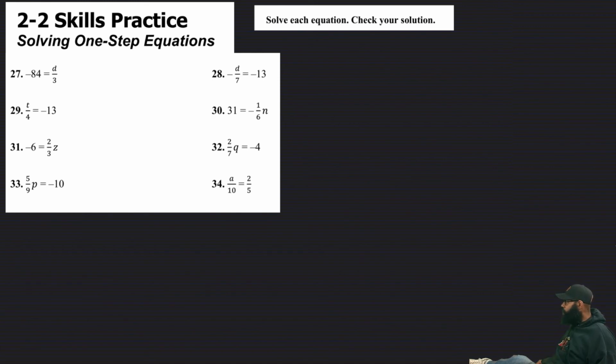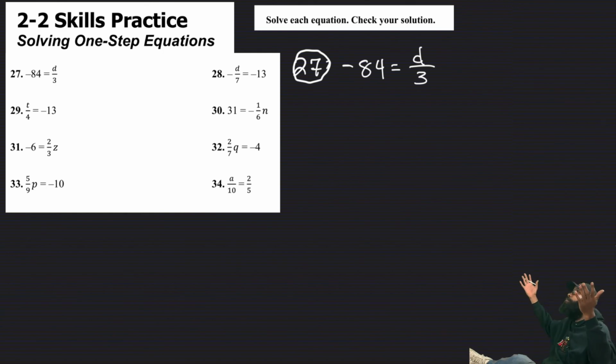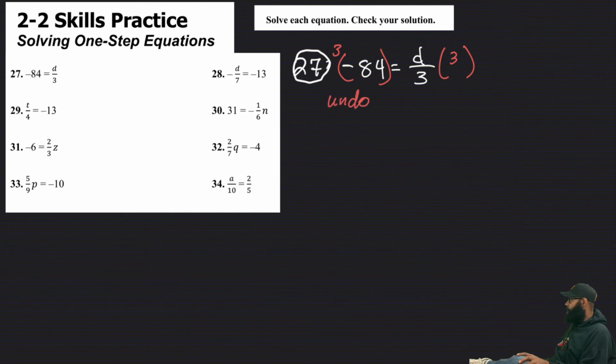But again, guys, I'm gonna go ahead and give you a little bit more here with the last bit of the handout. You know, not 26 questions, try 34, right? So negative 84 is equal to D divided by 3. What's the opposite of dividing? Multiplying. So I'm gonna multiply both sides by 3. So the answer is going to be 3 times negative 84. Undo dividing by 3. Undo division.